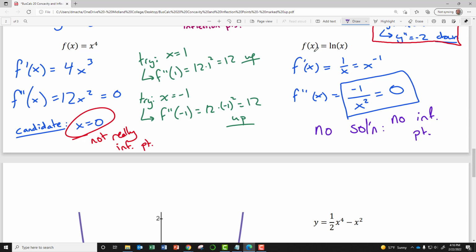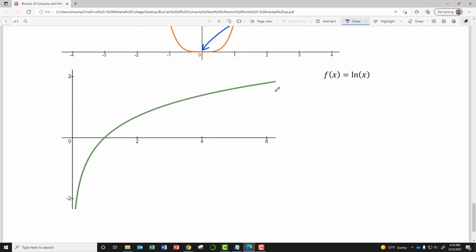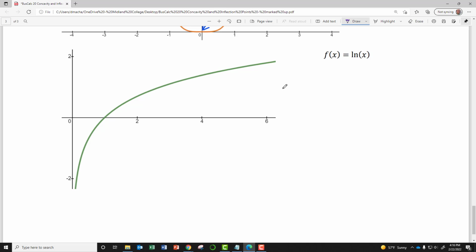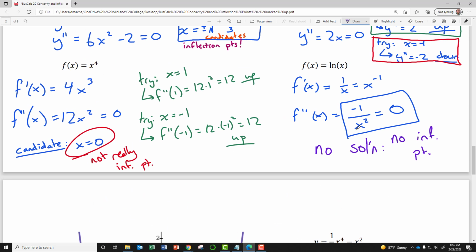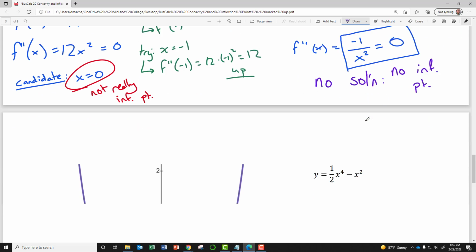And to illustrate this curve, the natural log curve, I have it in green down here. And notice that over the entire domain of the natural log function, we're sort of always curling down. So this is concave down everywhere you look. And so that's why we say there's no inflection points. There's no points where the second derivative is 0. There's only points where your second derivative is negative for the natural log function.